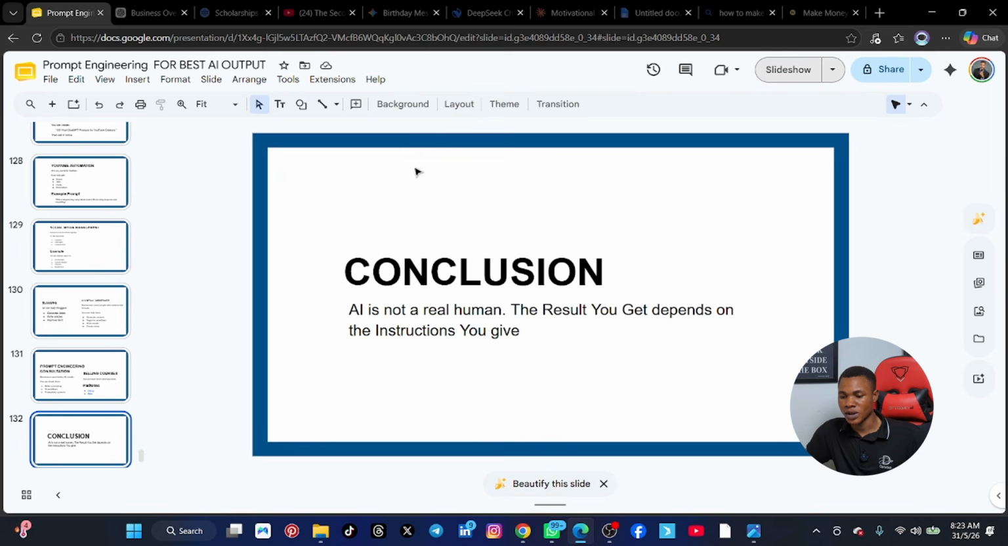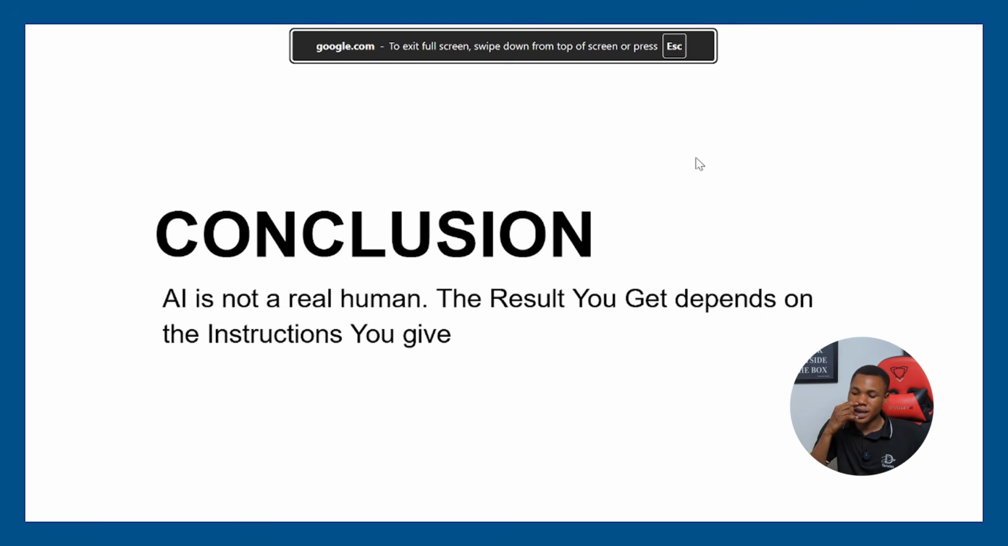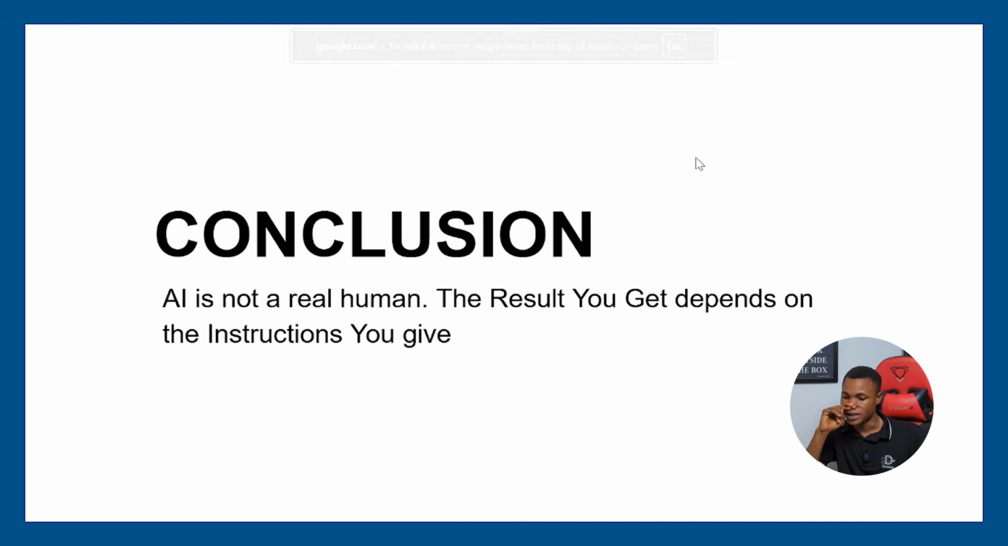And then let's come back to our slides, and we are now going to conclude. Now listen to me. AI is not a real human being. I've been saying it. The result you get depends on the instructions you give. The most important thing you need to know is that AI does not work until you practice. The knowledge you just got will not work for you until you practice. Don't assume that you already know them until you start practicing them, until you start using them in your different fields.